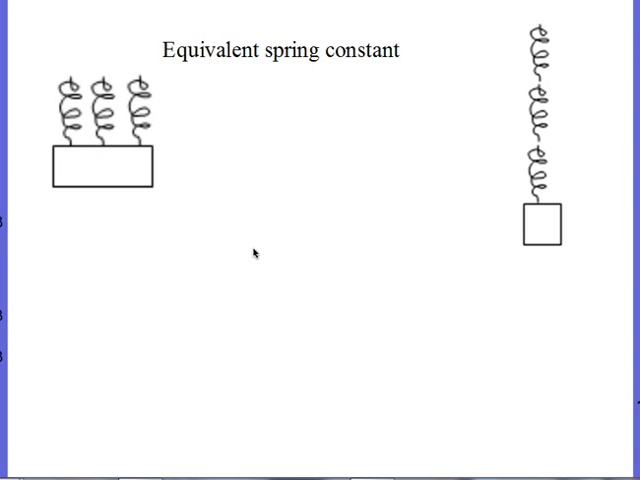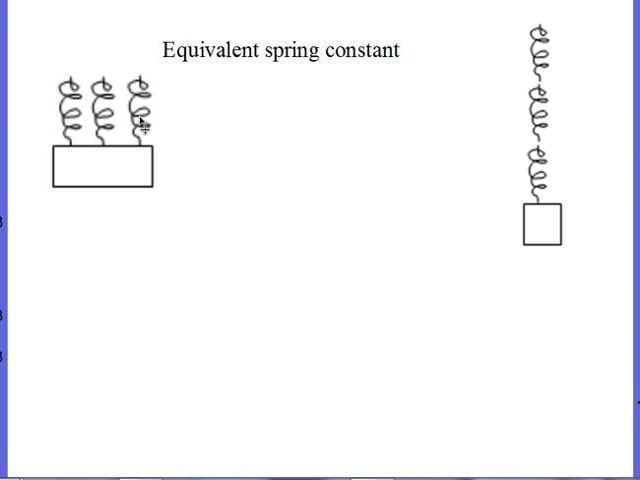Okay, two very quick topics, not really related to each other, except that they both have to do with springs. The first has to do with finding the equivalent spring constant when you arrange springs side by side. We could call that parallel. And when you arrange springs one after another, perhaps you would call that series.